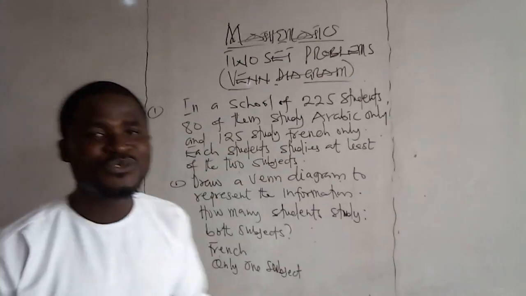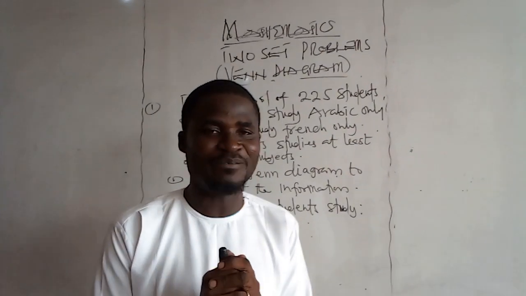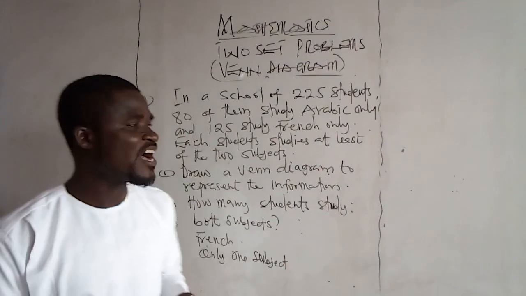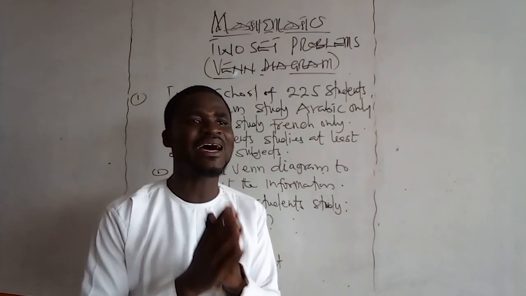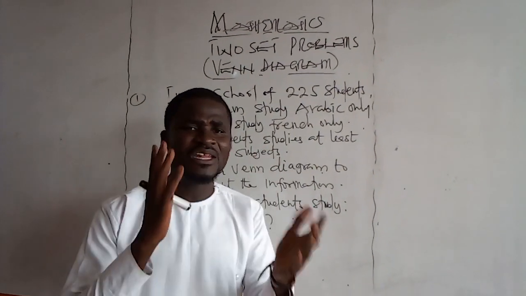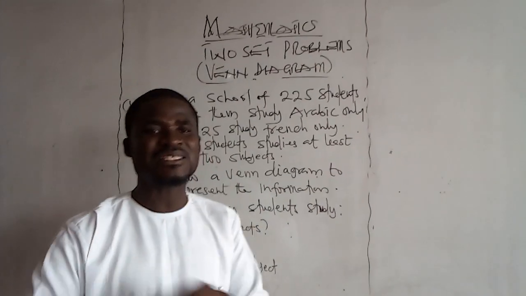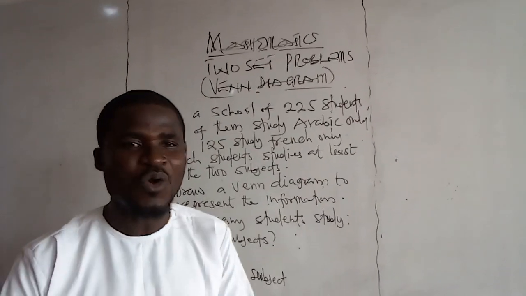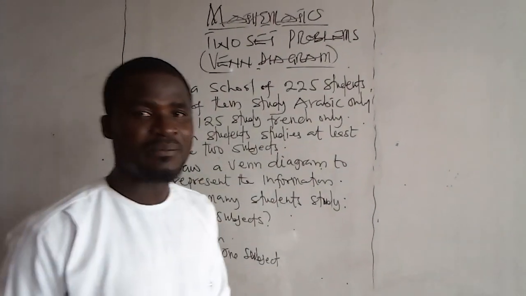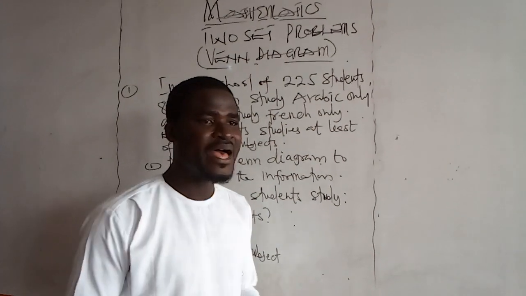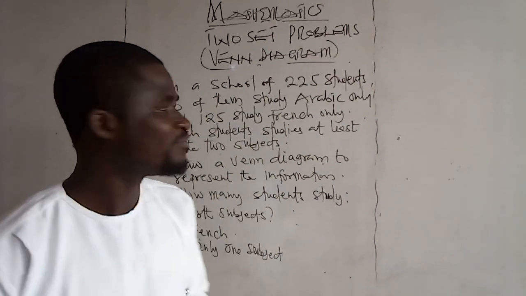We are still on two set problems or Venn diagram. I told you we are going to have more examples. There are also more questions under Venn diagram, I mean, different questions. So keep on watching and you will understand Venn diagram once and for all. Now, this is our second lesson on Venn diagram. Let's go to the board and see how to handle a question like this.